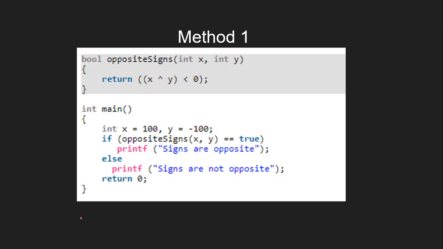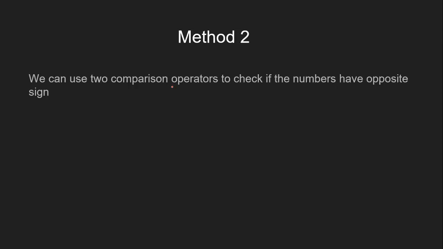The code for the same is, we have a function called oppositeSigns. It receives two parameters, first number and the second number. In the return statement, we XOR both the numbers and check if it is smaller than 0 or not. If it is smaller than 0, then we return 1, which indicates both the numbers are of opposite signs. If it is not smaller than 0, we return 0, indicating both the numbers are of same sign.